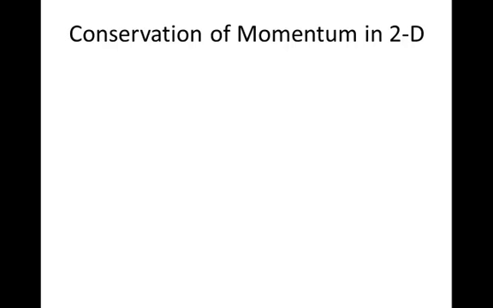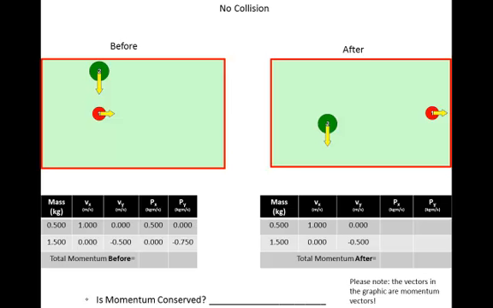This is a video about conservation of momentum in 2 dimensions. Let's check out this simulation in which there's not a collision between these 2 objects. There's this 1.5 kilogram object that's going to go downward, and this 0.5 kilogram object that's going to go to the right. We'll find that they won't collide, and we'll look at the momenta before and after the collisions.